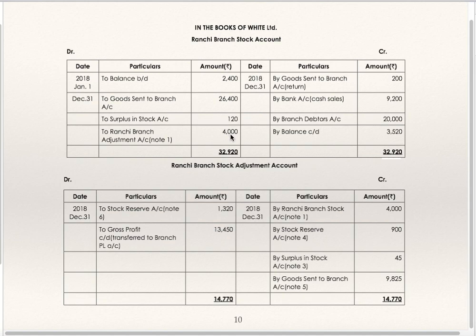Now if you balance this, credit is more by 120, this is surplus. 37.5% of surplus will be credited to branch stock adjustment account. Remaining surplus will be debited to profit and loss account.